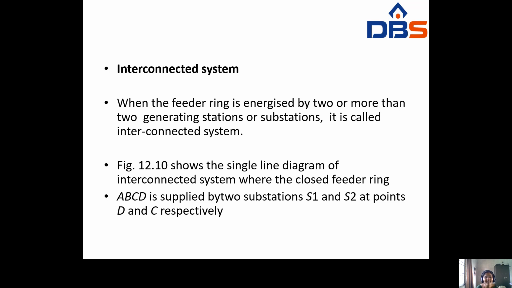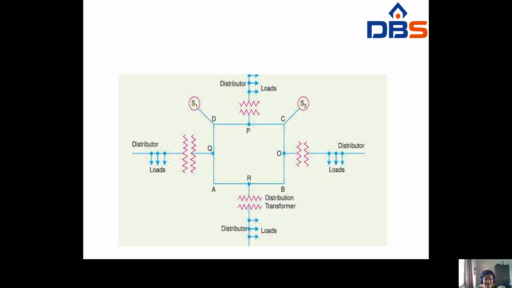Next one is the interconnected system. In the connection schemes of distribution, the first one is the ring radial system, the second is the ring main system, and the third is the interconnected system. When the feeder ring is energized by two or more generating stations or substations, it is called an interconnected system.